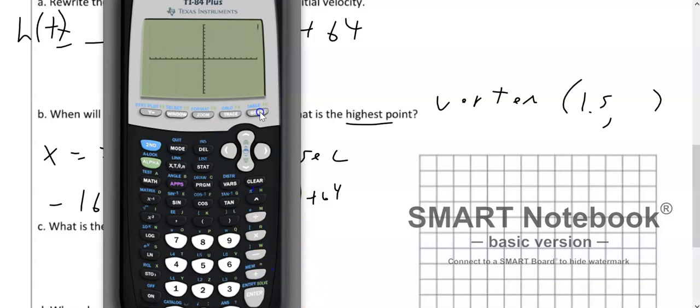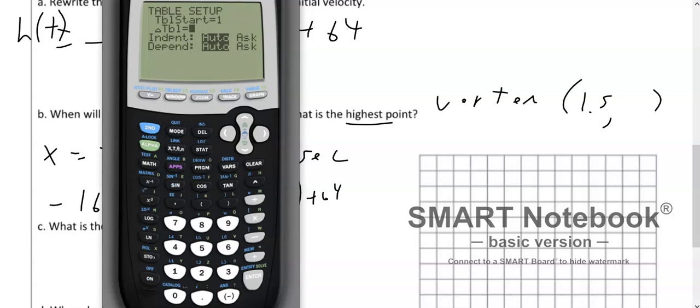Graphing it won't do you much good. But if you go to the table, you can see various important information. Now look, notice that 1 second and 2 seconds are both 96. It's somewhere in between there at 1.5. Now there's two ways to do this. If you go to your settings for the window, you can tell it to change instead of by 1, you can tell it to change by 0.5.